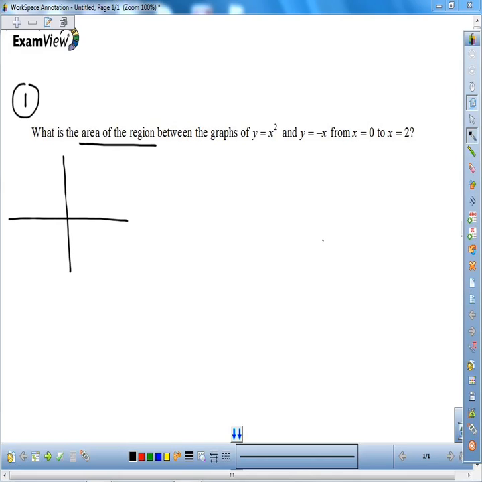So y equals x squared is the parabola that faces up. Y equals negative x is the line. That's the negative line. And we're going from 0 to 2. So we're looking for the area of this region.